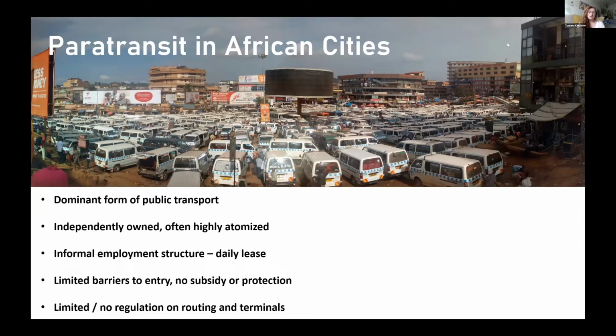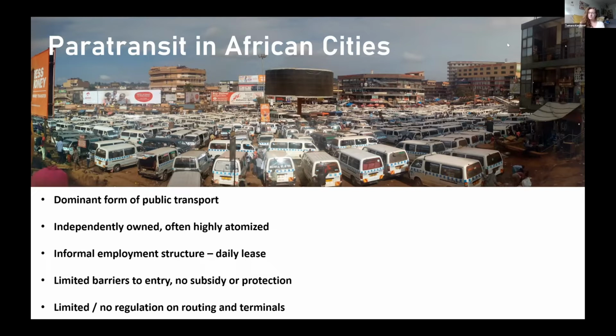And many of us will be familiar with these small vehicles. They're called different things in different places: marshrutkas in the former Soviet Union, trotros or matatus or minibus taxis across Africa, colectivos in some Spanish-speaking countries, jitneys, et cetera. They have very different operating models and very different ways of existing in different cities, but there's a few commonalities we can point to. These are mostly smaller vehicles.